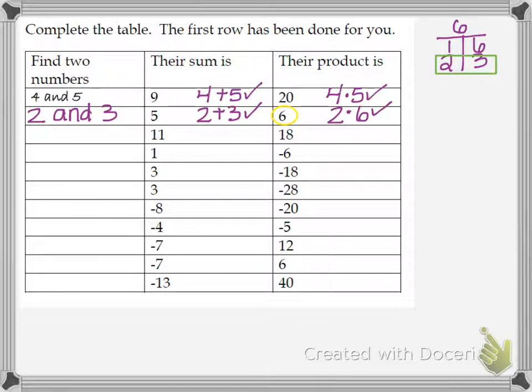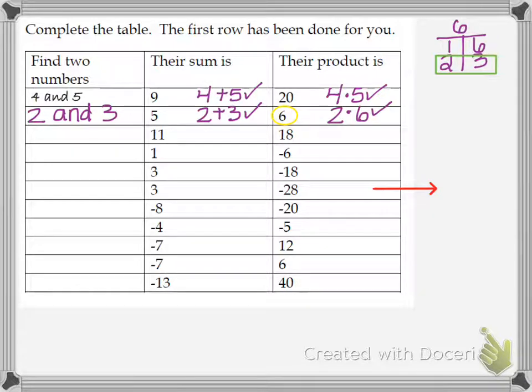You can see I have a little typo there. I wrote 2 times 6. It should be 2 times 3. Sorry. Let's do another row. Let's skip down and let's do where the sum is 3, but the product is negative 28.